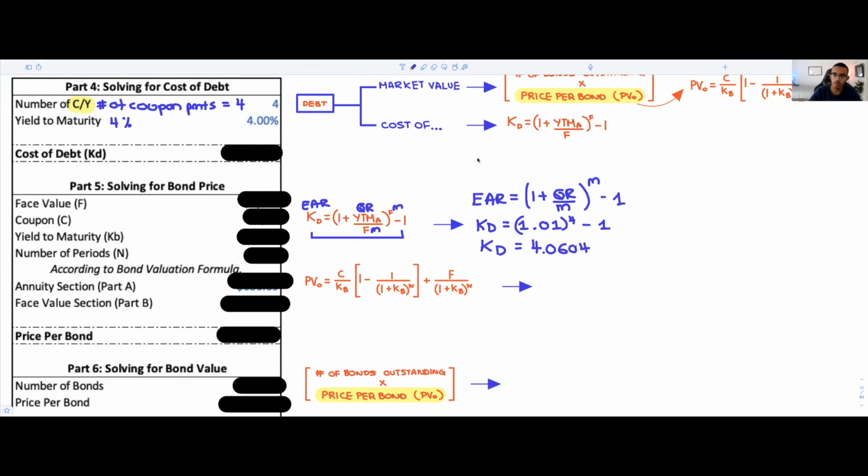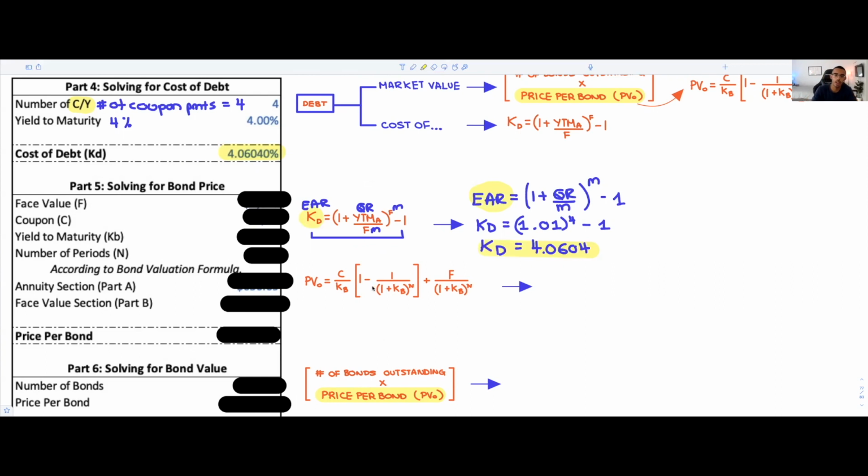We just got our KD. It's literally as easy as that. All that we had to do is use this formula to our advantage. So if you go ahead and go here, boom, we got the same answer. Look at that. Now we need to find the present value of our bond.